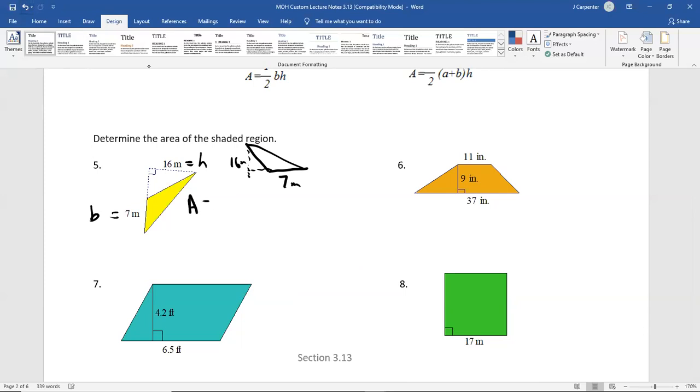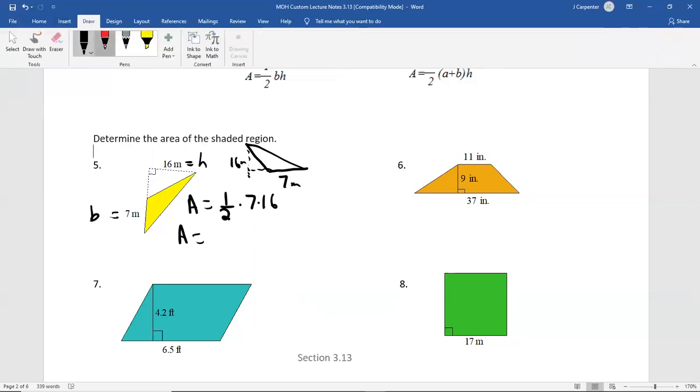But anyways, our area is 1/2 times the product of those numbers. So 1/2 times 7 times 16. Well, you can multiply this in any order you like. I would actually reduce the 2 and the 16 first. That's my opinion. 2 goes into 2 once, and then the 16 8 times. And then we're just doing 8 times 7, which is 56.